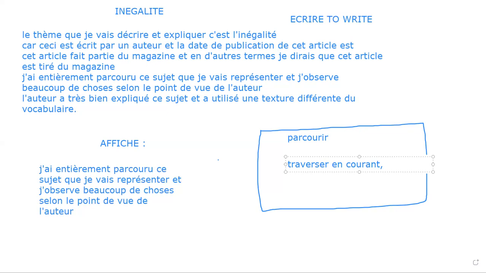C'est clair, my team? So I will say, j'ai entièrement parcouru ce sujet. I have entirely gone through this sujet, this topic. See, I'm using cet article; the synonym of article is sujet, the subject. Que je vais représenter, which I'm going to represent, et j'observe beaucoup de choses, and I observe a lot of things, selon le point de vue de l'auteur, according to the author's point of view. C'est clair, my teammates? So, my teammates, this is how we can start.